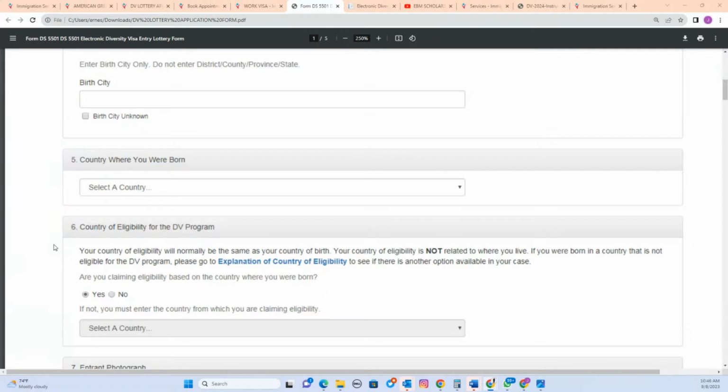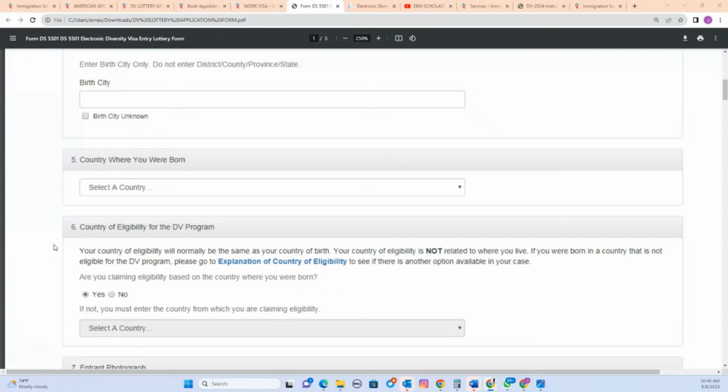Leave it that way, yes. This is only different if, let's say, you are born in a country which is not eligible. Maybe you are born in Nigeria, China, England, or Canada, whatever country is not eligible. But your spouse, or a situation with your parents, allows you to apply based on another country. Then you will say no, and you can select another country.